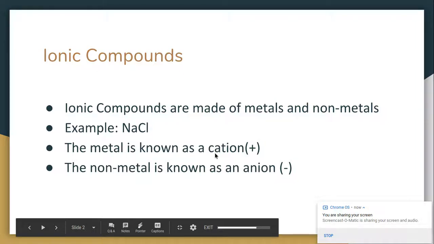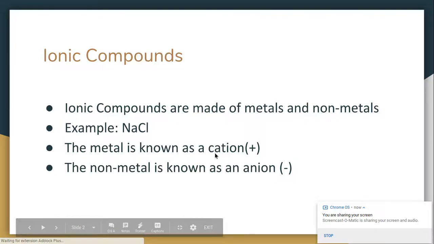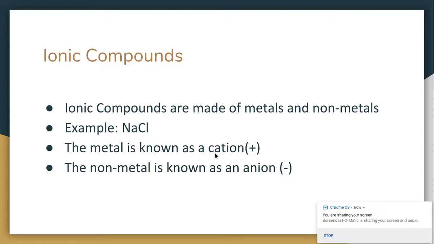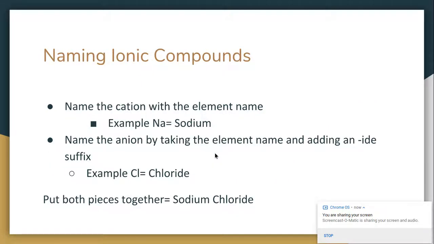So an example of that would be NaCl. The metal, which is sodium in this case, is also known as a cation, which means it has a positive charge. And the nonmetal, chlorine, is considered an anion, which means it has a negative charge. So when you name an ionic compound, it's a pretty simple process.